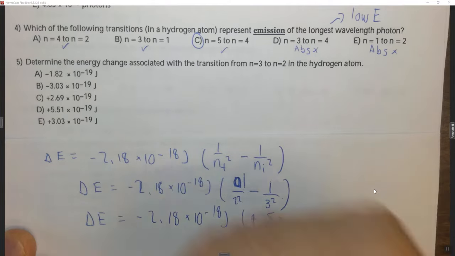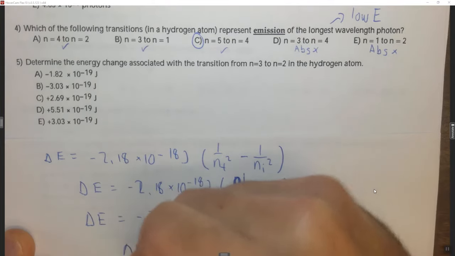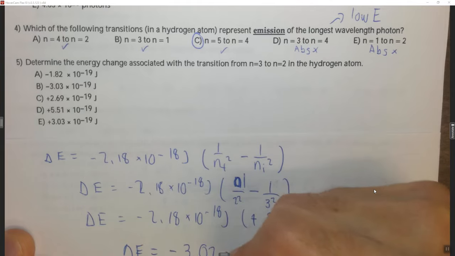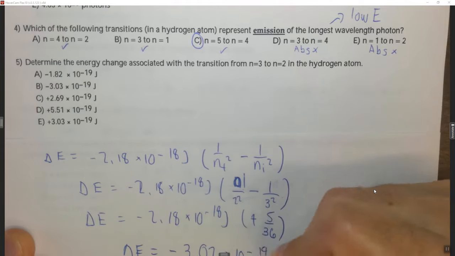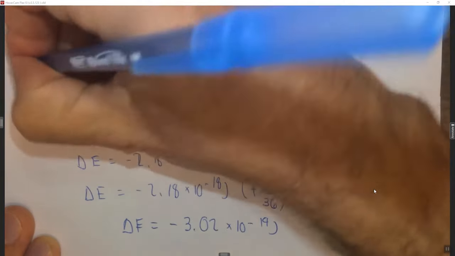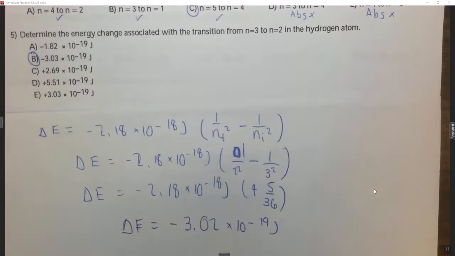So it's positive 5/36. And when you do the math, you find that delta E is equal to minus 3.02 times 10 to the minus 19 joules, which is essentially the same as minus 3.03 times 10 to the minus 19 joules. Choice letter B.